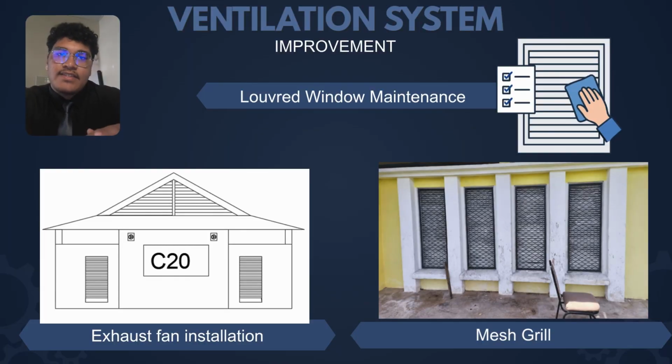After that, the ventilation system improvements. The thing that needs improvement in the ventilation system is the maintenance of the louvered window, to immediately restore natural airflow inside the restroom. The primary maintenance step is to completely remove and replace the existing warped, broken aluminum louvers, installing new durable fixed louvered windows to ensure that fresh outdoor air can freely enter the facility as intended.